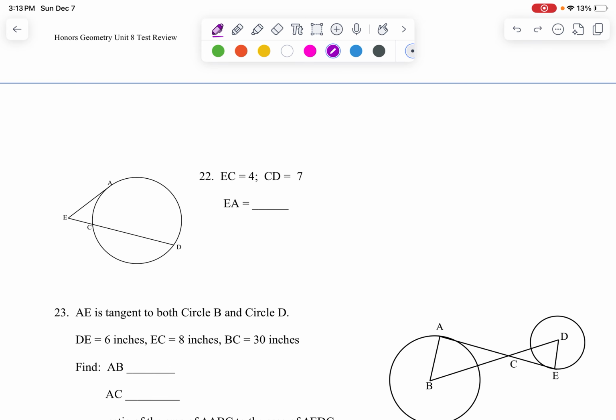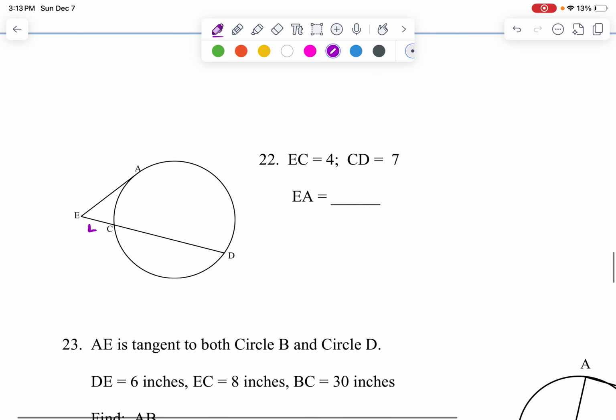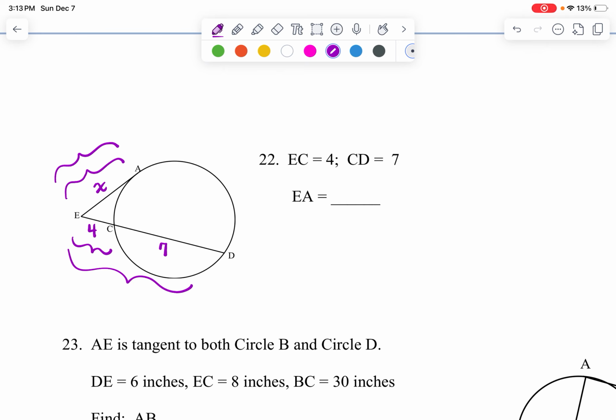Let's see. EC is 4 and CD is 7. What is EA? All right, so I'm going to put that as x. All right, so this is still outside times whole, right? Outside times whole, not a tangent. The outside is the whole thing, right? And then outside times whole thing, right? So we're going to get x times x equals 4 times 11.